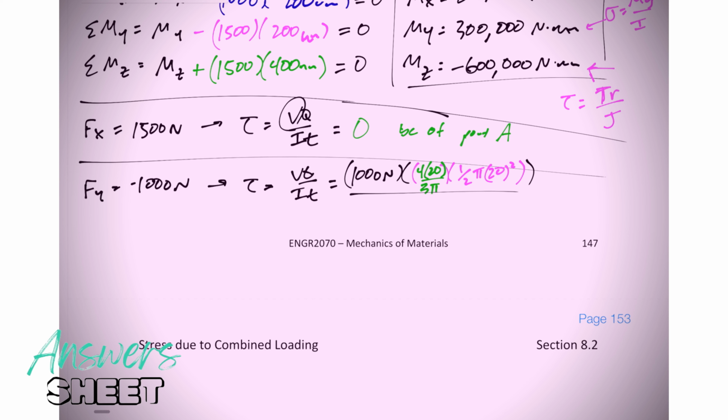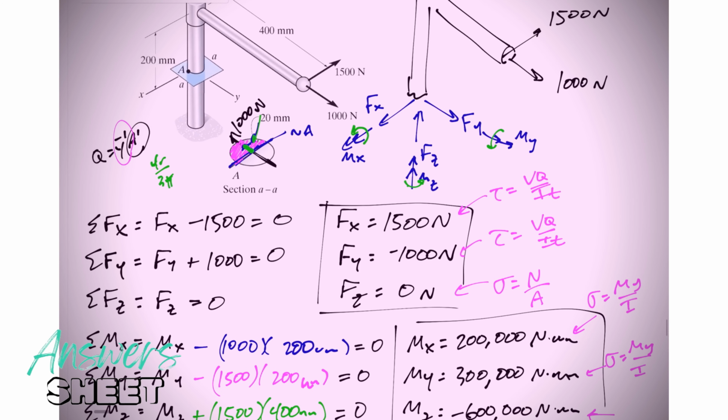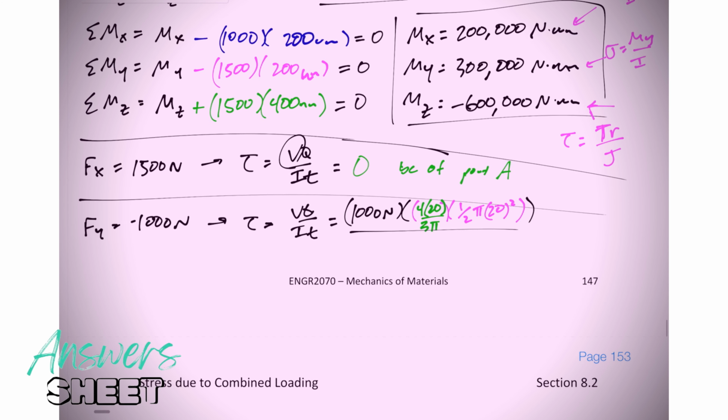All right, so that's the V, the Q. The I would be the I about the neutral axis. On that formula sheet, look at a circle. What is the I for this circular shape? 1/4 pi r to the 4th.